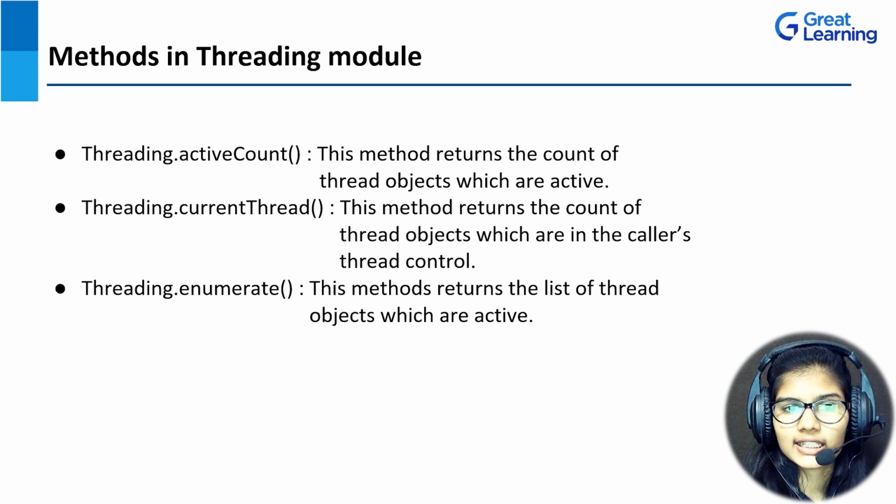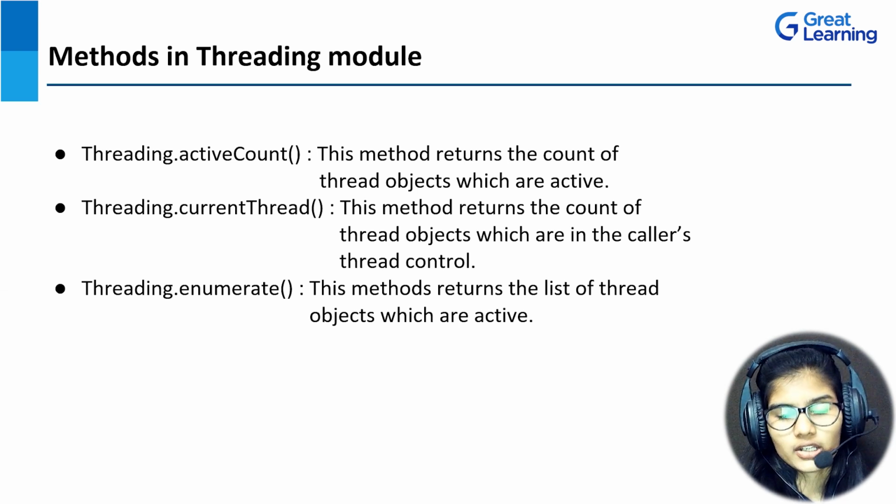I would repeat that once again. Active count returns the count of thread objects which are active. Enumerate returns the list of thread objects which are active. When you want the count, you use active count. When you want the list, you use enumerate. And current thread is one of the methods which returns the count of the thread objects which are in the caller's thread control.